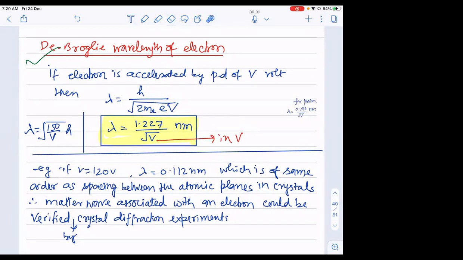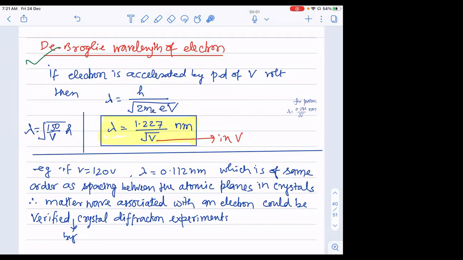Putting all the values of constants, what we get is 1.227 upon root of V. V is the potential difference in volt. ऊपर nanometer है. अपने chemistry में भी ये पढ़ा है, शायद chemistry में देखो ये 150 divide by V, A naught होता है ना, इसकी value. तो root से बाहर आएगा 12.27 A naught by root V, और इसको nanometer में लिखना है तो एक decimal shift हो जाएगा, इधर 1.227 हो जाएगा. ऐसे था chemistry में. Same thing is here, same thing is here.